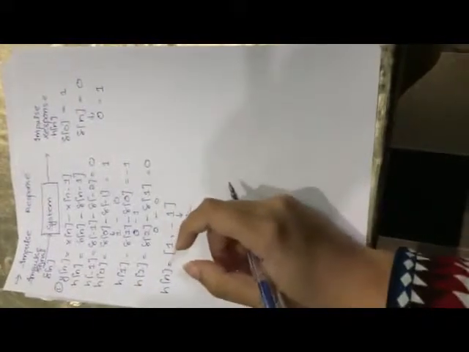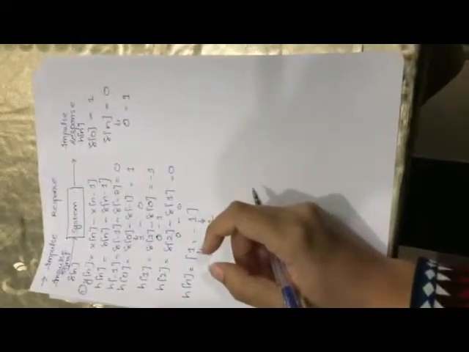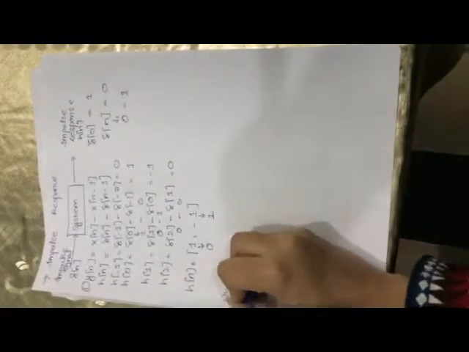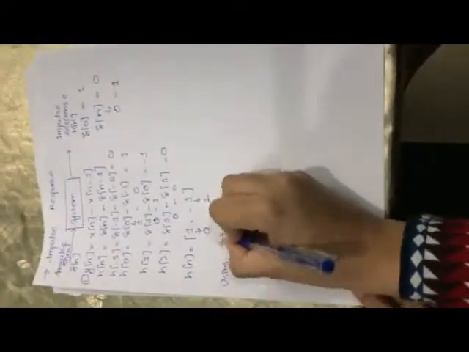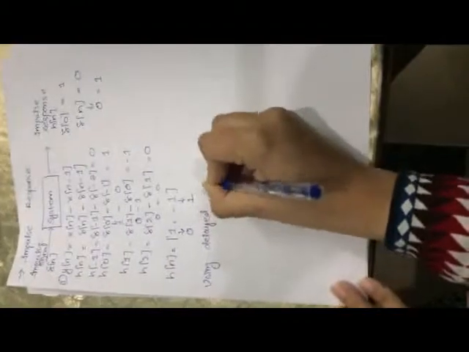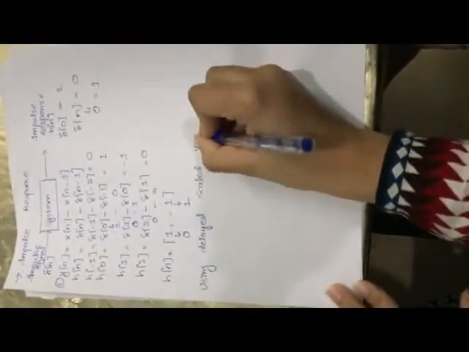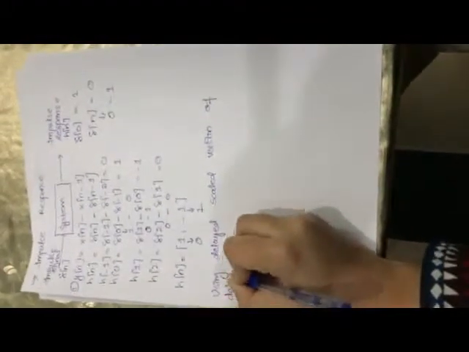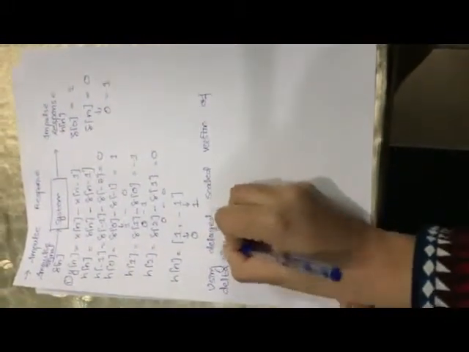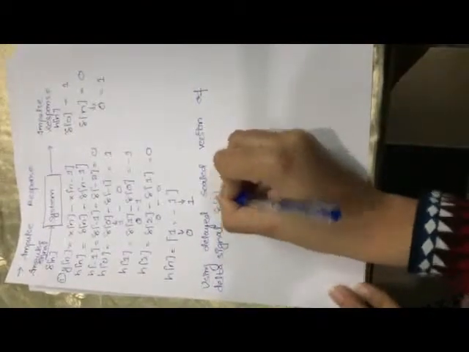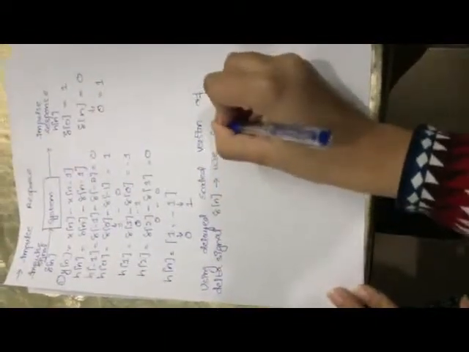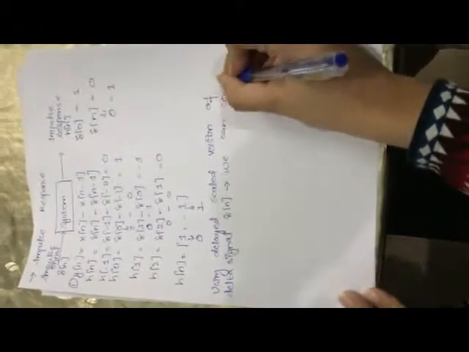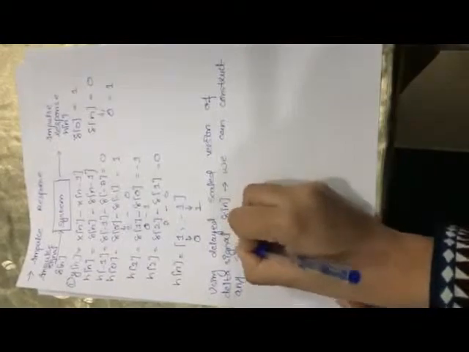And a very basic thing is, using delayed and scaled versions of the delta signal, the unit impulse signal, we can construct any arbitrary signal. Let us prove this statement.